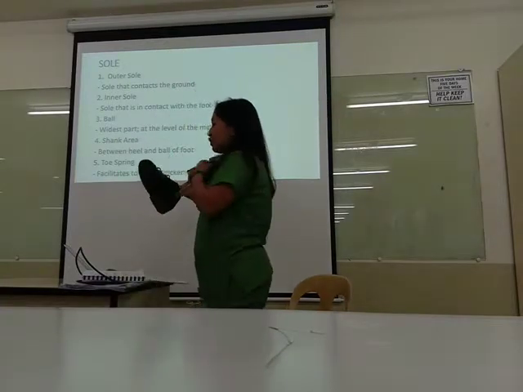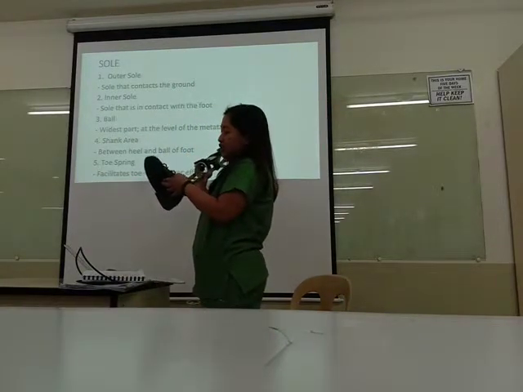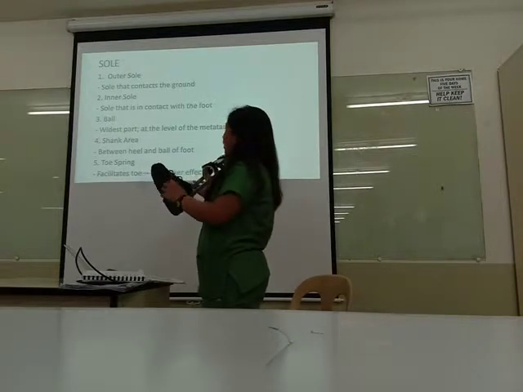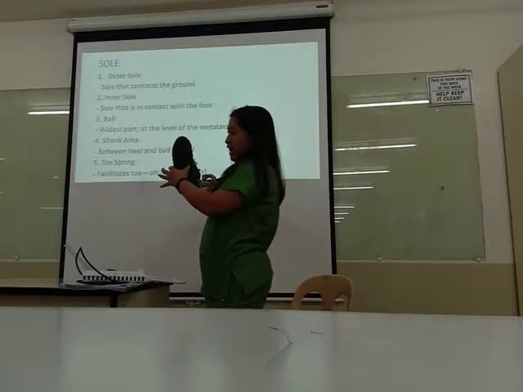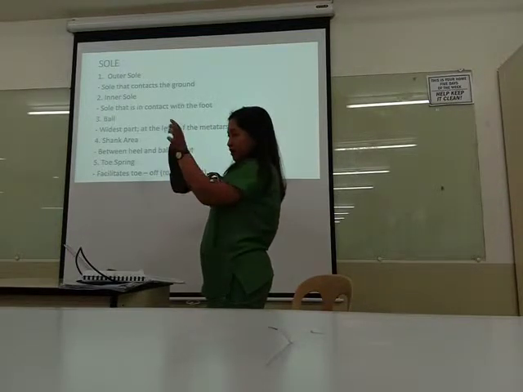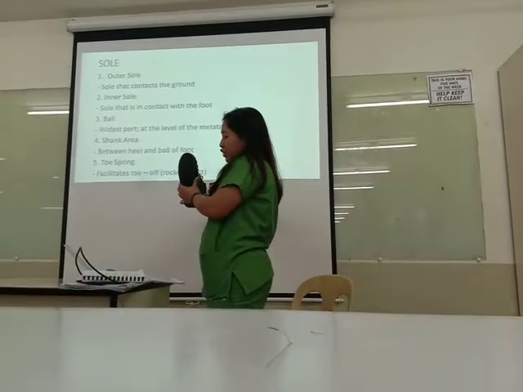So, the outer sole on this shoe is the outermost part. And then the inner sole is the more inner part. And then the shank area is the middle part. And then the ball, which is the widest part. And the toe spring.